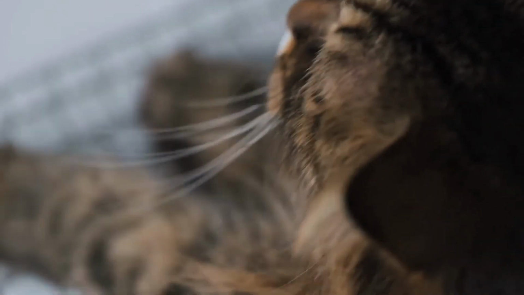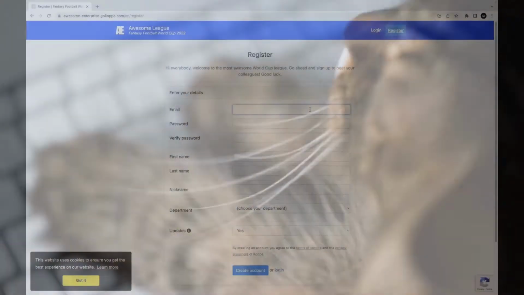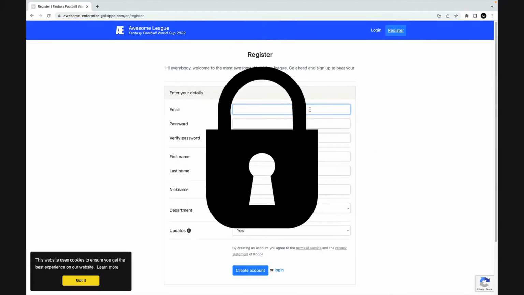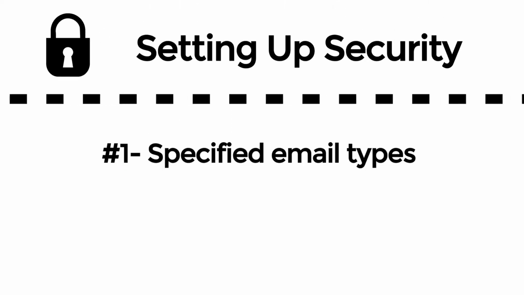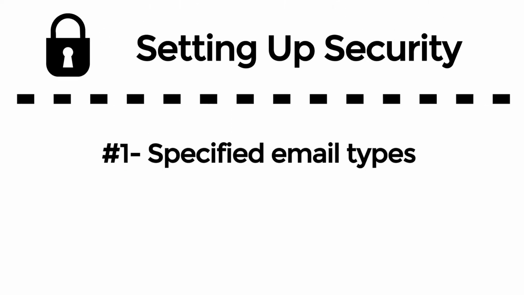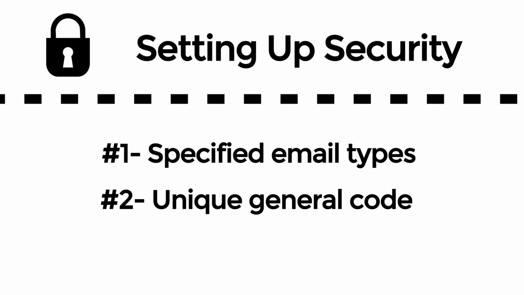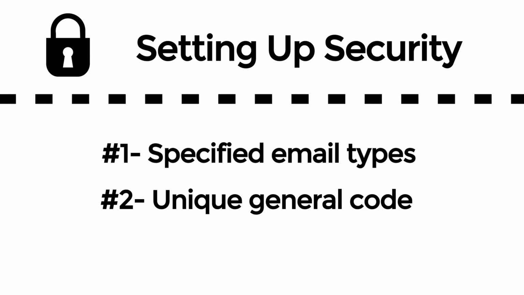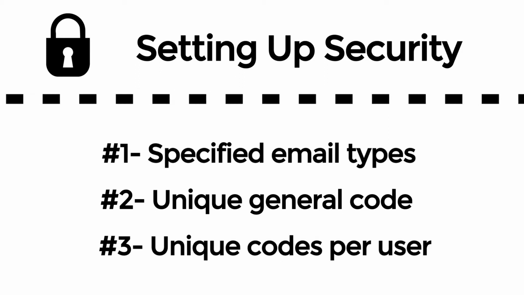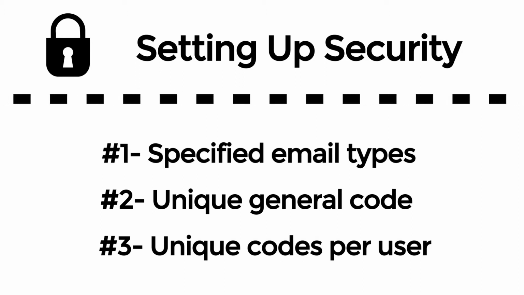Great, perfect. But as you can see, if we click Register and go to the registration page, just about anyone would be able to fill this out and join. Not what we want. So let's set up security for the registration process to make sure only your colleagues are able to get in. 3 options for how to do this. It could be that a user needs a specific type of email address, or that there is a unique code only your colleagues know about, or we could use a unique code for each individual user.